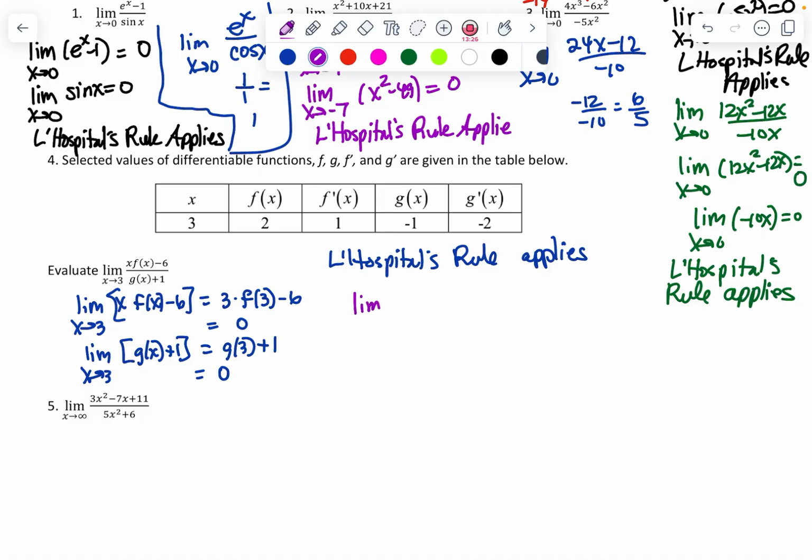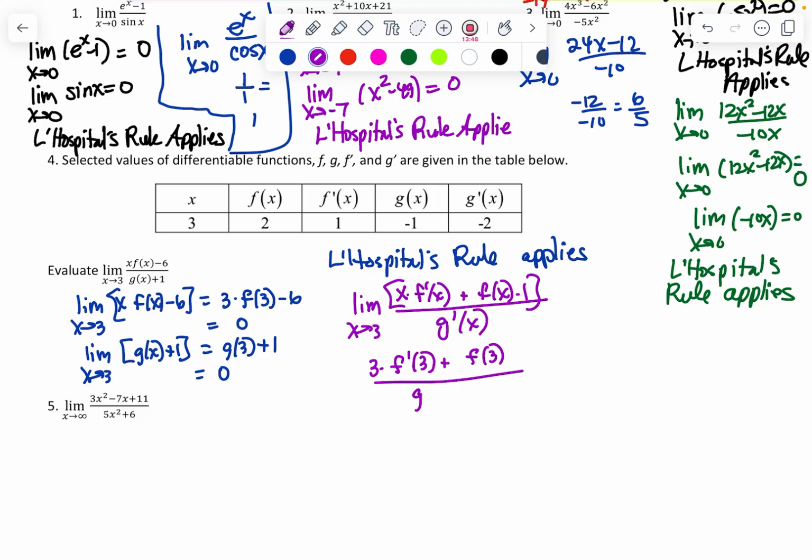So then this is going to be the limit as x approaches 3. Now be careful. I've got a product rule. That's going to be x times f prime of x plus f of x times 1, and then that's all over g prime of x. So 3 times f prime of 3 plus f of 3 over g prime of 3. So I got negative 5/2.